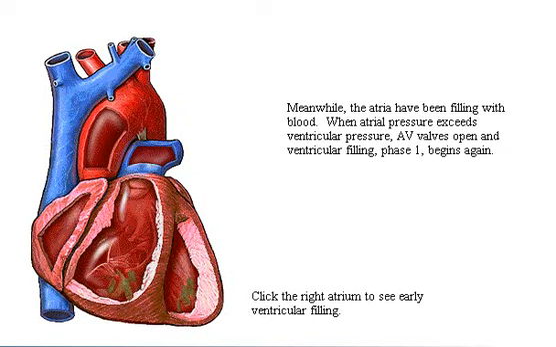Meanwhile, the atria have been filling with blood. When the pressure exerted by blood on the atrial side of the AV valves exceeds that in the ventricles below, the AV valves are forced open and the ventricular filling phase begins again. Click the right atrium to see early ventricular filling.